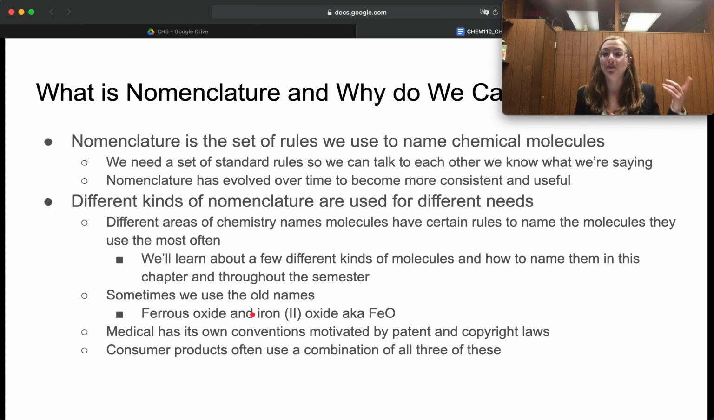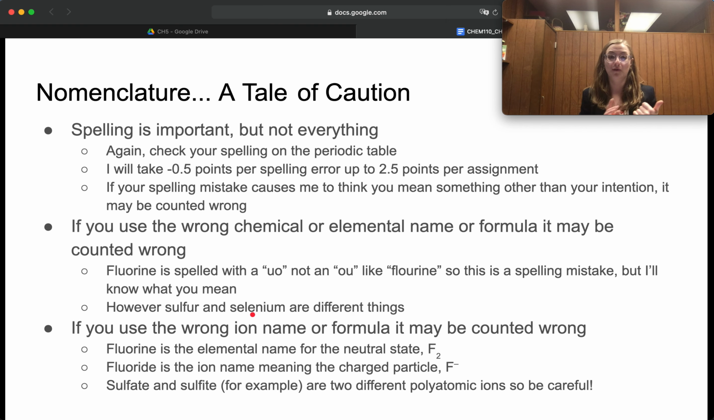However, with naming, with anything, we have some things to be cautious about, just like with the chemical formulas. So nomenclature, a small tale of caution, okay? So the first thing I want to mention here is spelling. So spelling is important, but it's not everything, okay? You will always have your periodic table, so you can always look back at your periodic table.